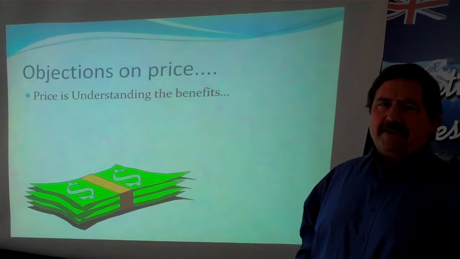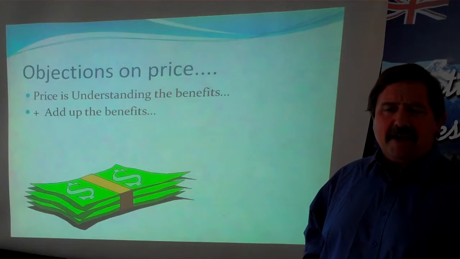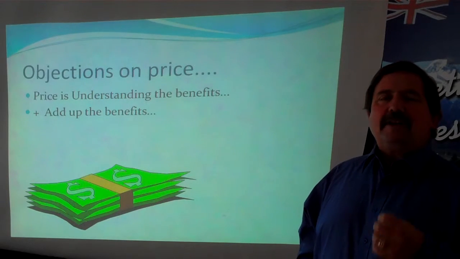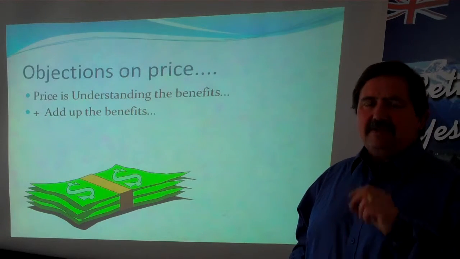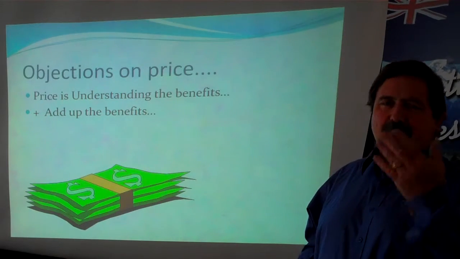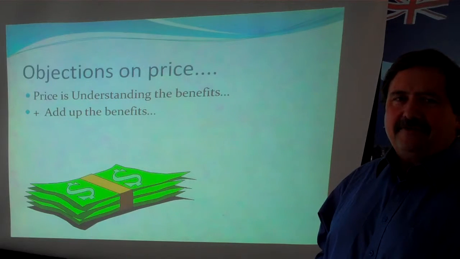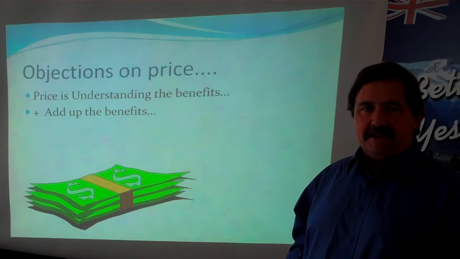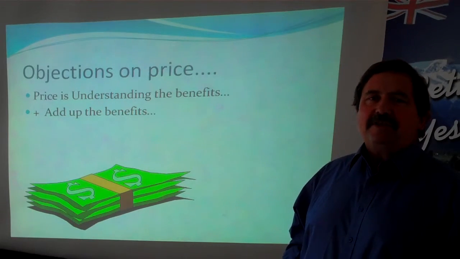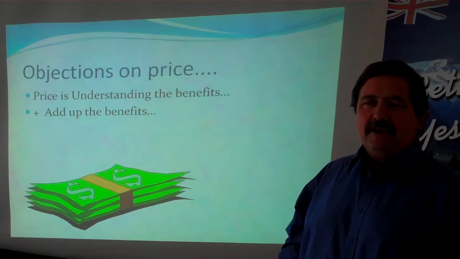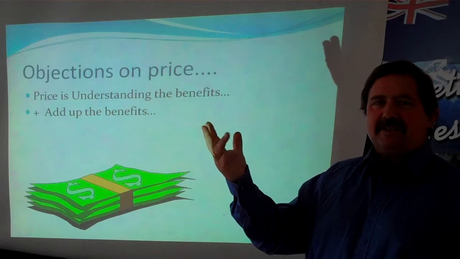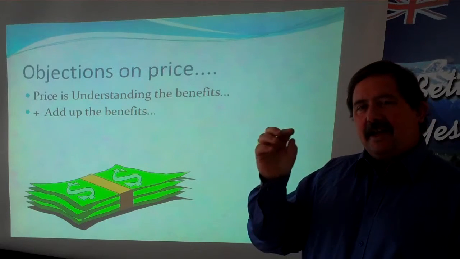So let's look at the first button. The customer says, your price is more than what I wanted to pay. So the first button we use is the addition button, and we add up the benefits. So in the addition button, what we do is we say to the customer, well, I appreciate the investment you have to make has to be carefully considered. Included in that investment is the following benefits. Benefit 1, benefit 2, benefit 3, benefit 4, maybe benefit 5, benefit 6, benefit 7, benefit 8.